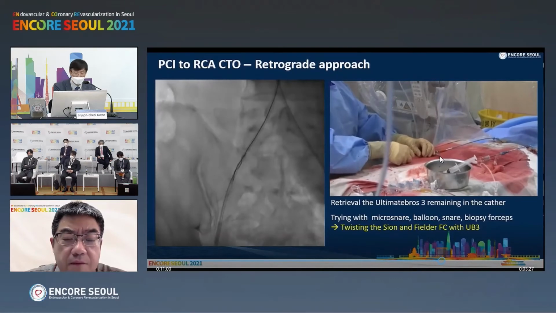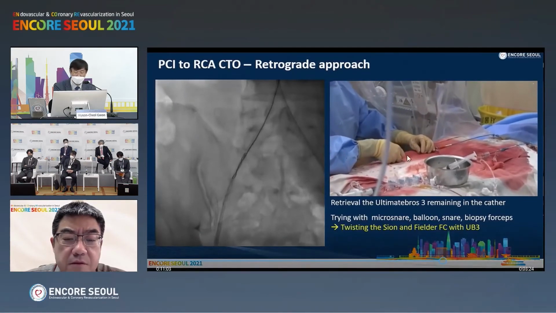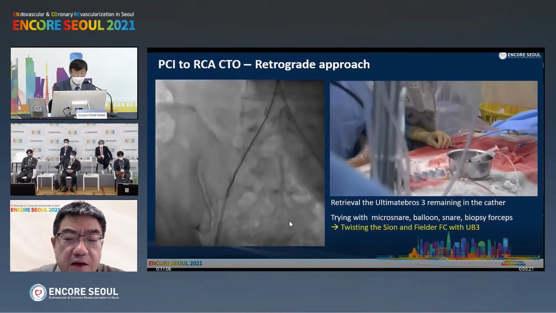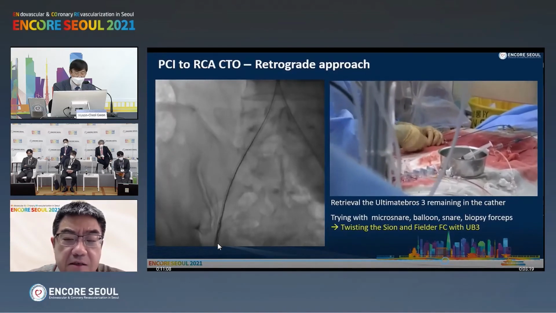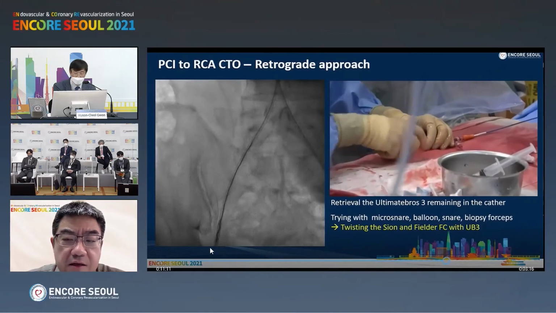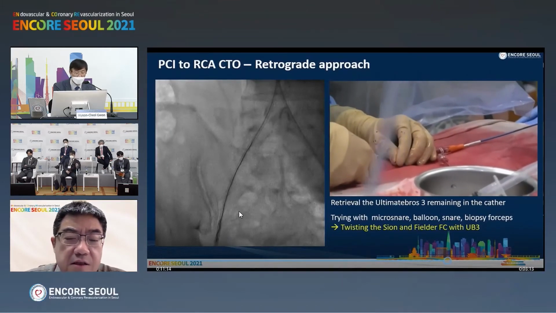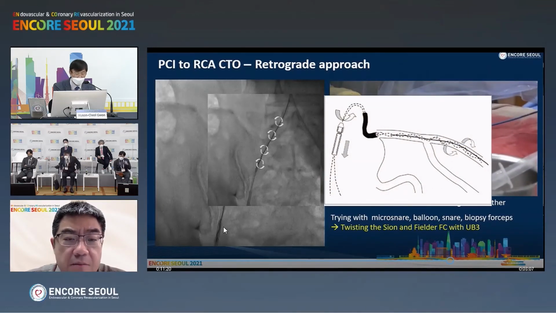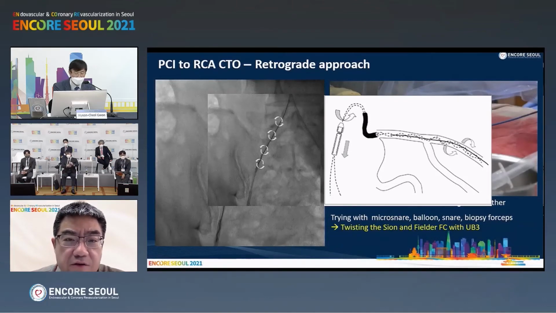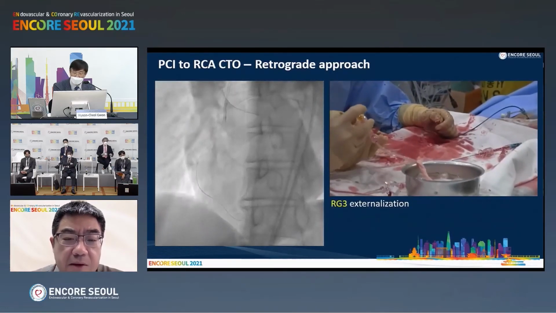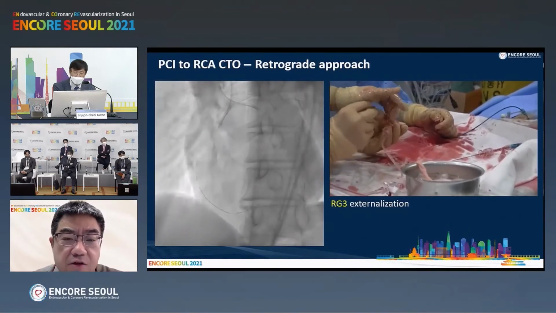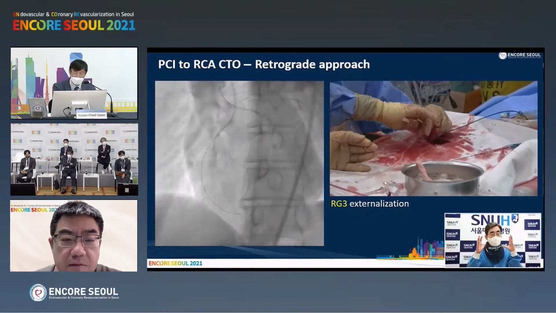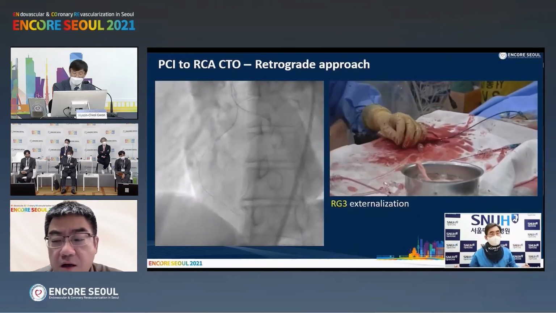Professor Kim, at this moment, the other end of the UB3 is still outside of the body, or already inside the retrograde guide? Yeah, so that's already inside. Here I'd like to ask a question. When you are snaring the wire, what is your next step? Because the UB3 is not 300 in length. If you snare and try to externalize it, the other end will be inside the patient or inside the guide. You cannot do externalization with the UB3. Yeah, UB3 length is not sufficient to make both ends outside.